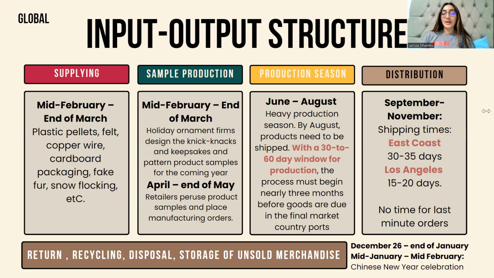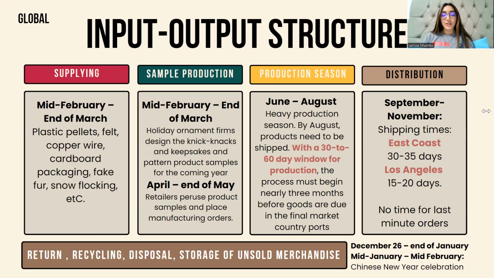Having said this, this industry even has specific dates or periods of time in which each of the activities has to be developed. This can start on December 26th, just after Christmas, where they store unsold merchandise. We don't consider a whole month between January and mid-February because it's the Chinese New Year celebration. And we start with the supplying of raw materials, which are plastic pellets, felt, copper wire, fake floor, among others.